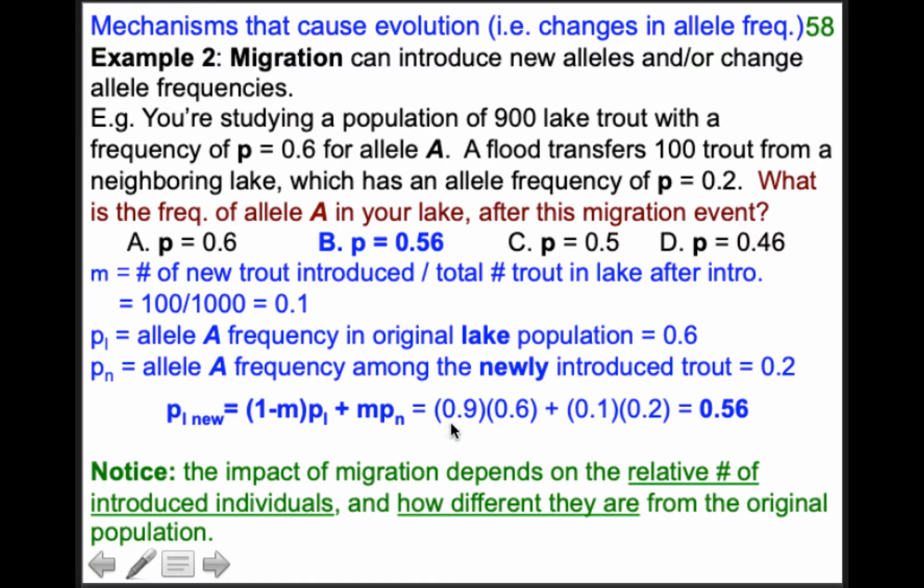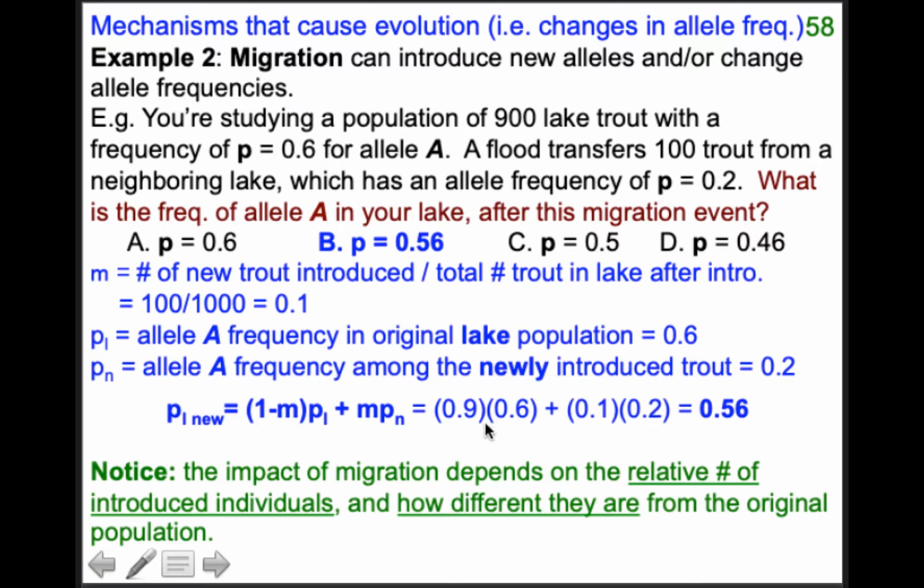So if you look closely, what we're saying is that for this new p-value, 90% of it is going to be based on our original p-value in this lake, because 90% of the final trout came from the original lake. Then 10% of our new p-value is going to come from the p-value of the source lake, the lake that's providing the trout that are migrating in.